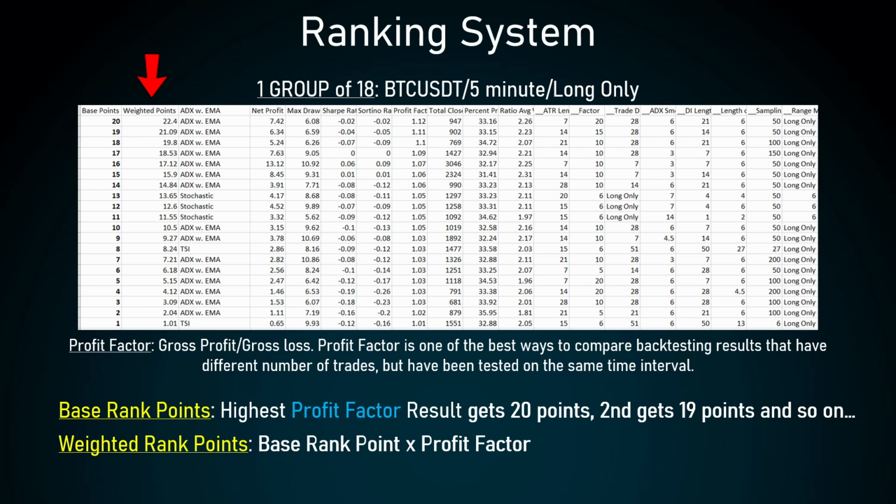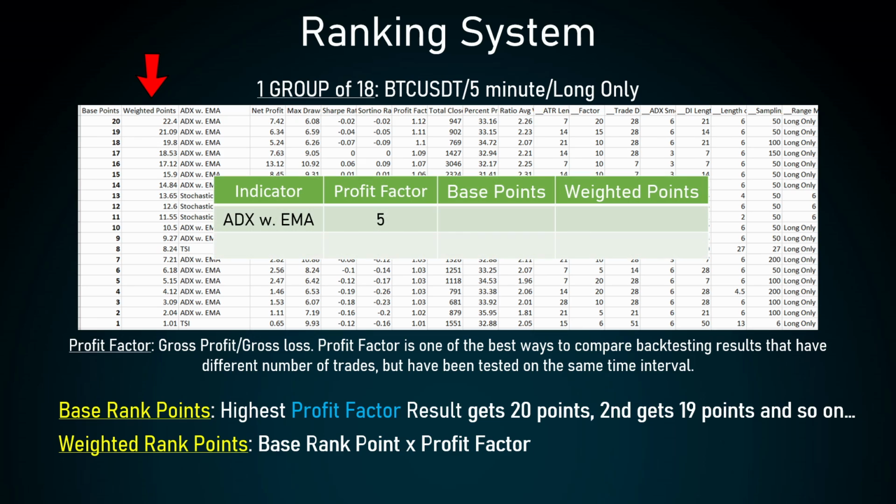In a different column, I also weighted the points, which is the base rank point multiplied by the profit factor. But why? Let's say in a group the top result has a 5 profit factor, and the second one only 1.5. By using the simple ranking points, the 5 profit factor result would get 20 points, and the 1.5 profit factor backtest 19 points. This way the profit factor difference is not really represented by the points. But by using the weighted points, the top result with 5 profit factor would get 100 points, and the second best with 1.5 profit factor only gets 30 points. In my opinion, this represents the true difference between backtest results more accurately.